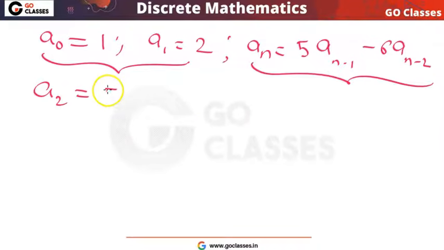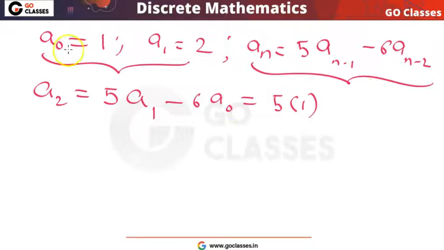So for a2, n equal to 2. So it is 5 a1 minus 6 a0. What does it give? It gives 5 times a1, which is already given as an initial condition, minus 6 times a0. So that is 4. So we got a2 equal to 4.